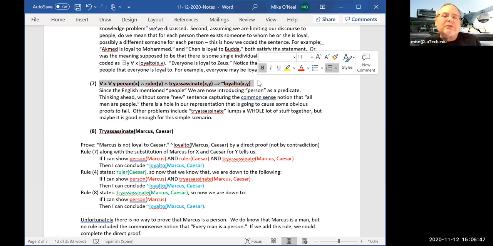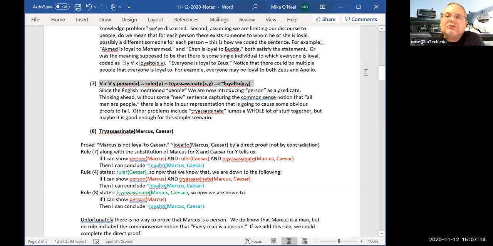Another potential problem, which will turn out not to be a problem in this case, is "try assassinate." That's a big glom of stuff that I just put a lot of stuff in and glommed together. So what does "try assassinate" actually mean? Is that good enough? It's good enough for this particular scenario, so we'll leave it like that.